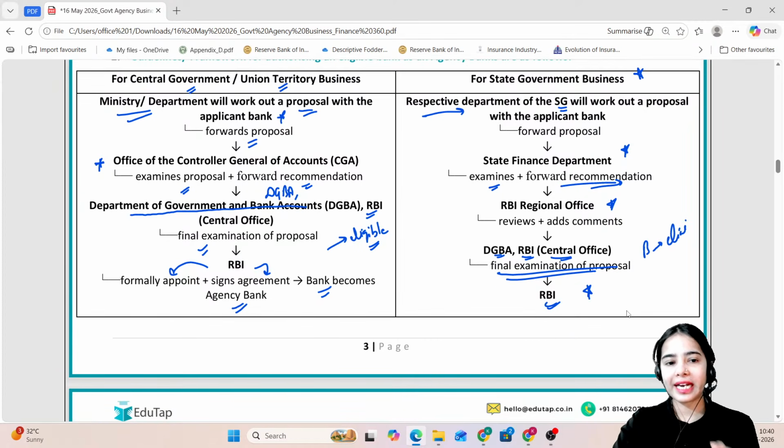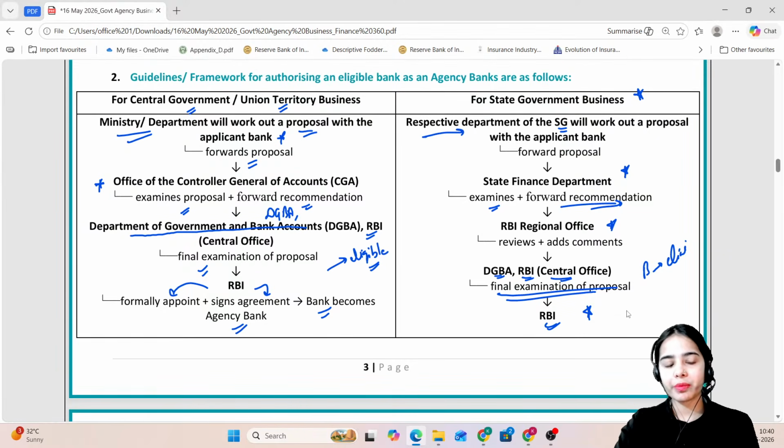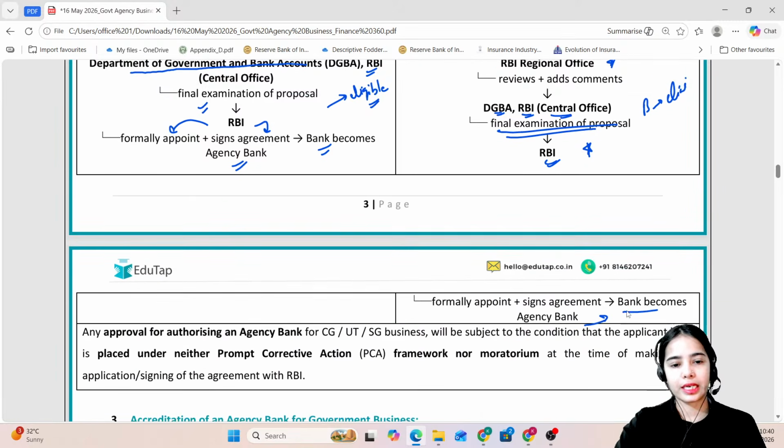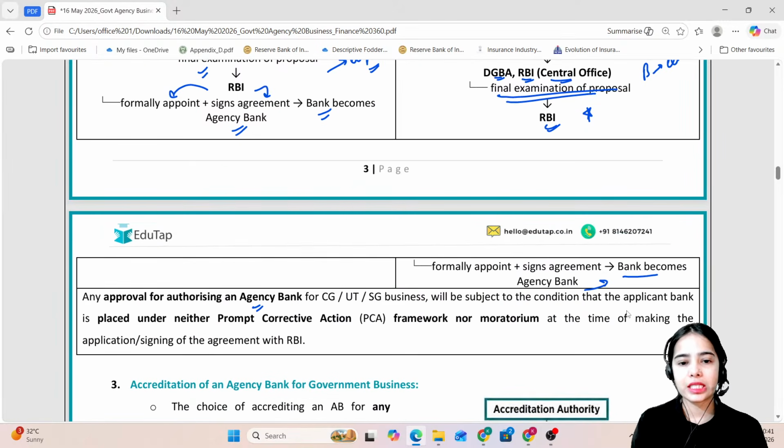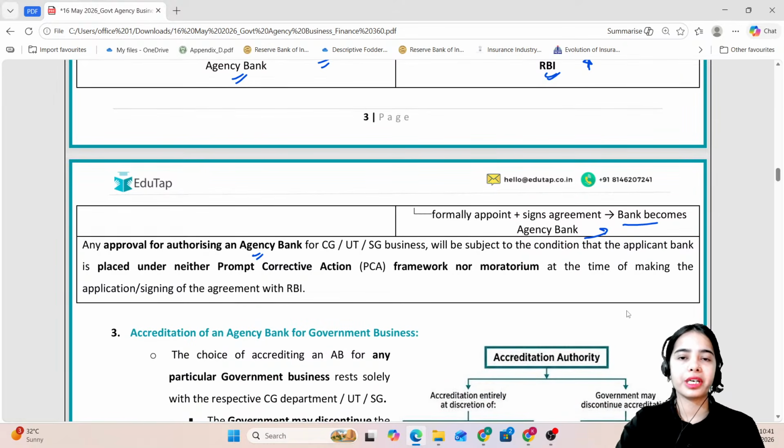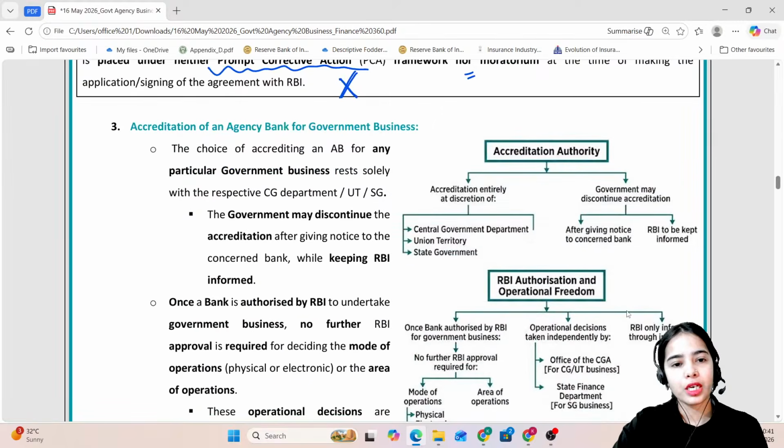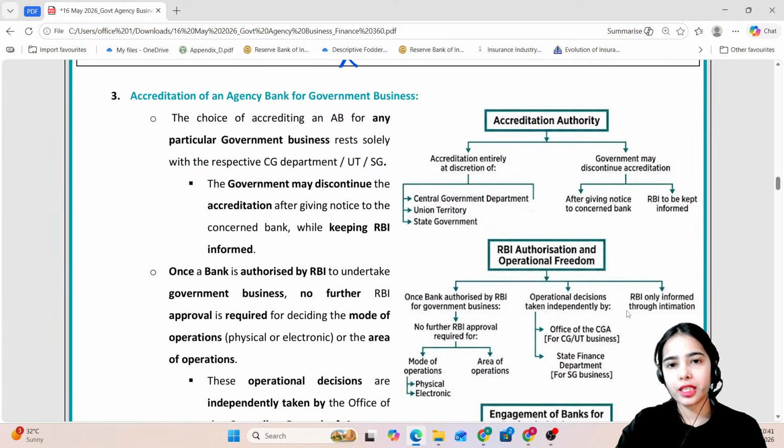Just keep in mind which departments are involved: in the RBI central office, the Department of Government and Bank Accounts; in the central government and union territory business, the Office of the Controller General of Accounts; while for the state government business, the State Finance Department is involved in the whole process. That is the idea. Now, any approval for authorizing an agency bank for the central government, union territory or state government business will be subject to the condition that the applicant bank should not be placed under the prompt corrective action framework. That means the bank should not be under any corrective actions or moratorium. So the bank should be a healthy bank. It should not be under prompt corrective action.